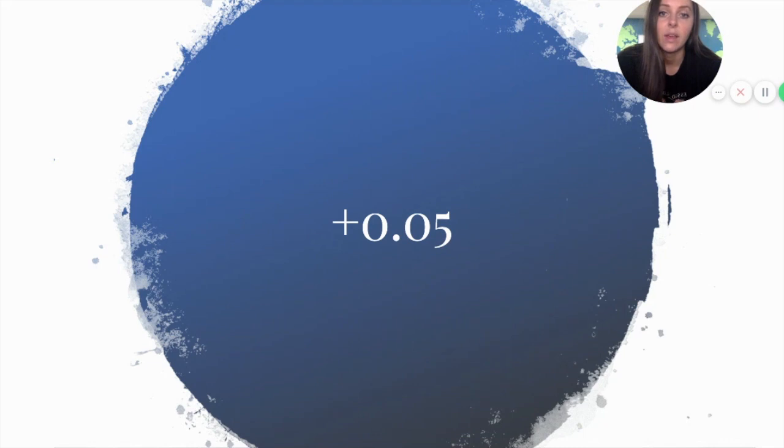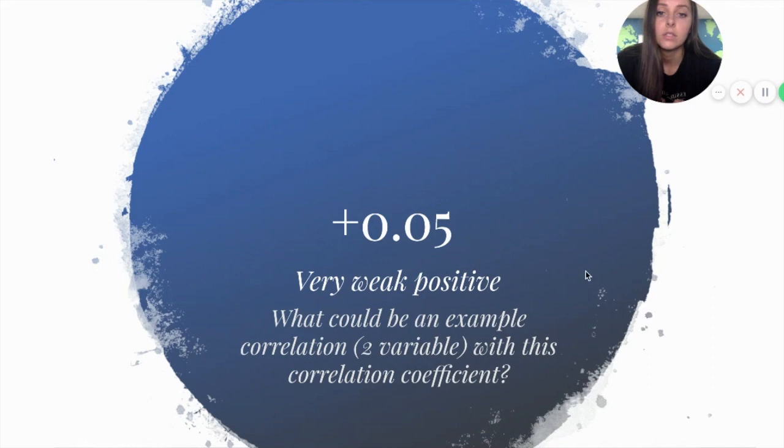Okay, next one has a positive sign, a plus sign, but then it also is 0.05. So hopefully you recognize that that is very, very weak, because 0.05 is very close to 0, and we know 0 is where we find no correlation, but it still is positive. So it's a very weak positive correlation. So what would be an example using two variables that have this correlation? Now, if you're like, what? How am I supposed to figure that out? Just kind of think it through. So what are two things that could maybe move in the same direction but really don't relate to each other?